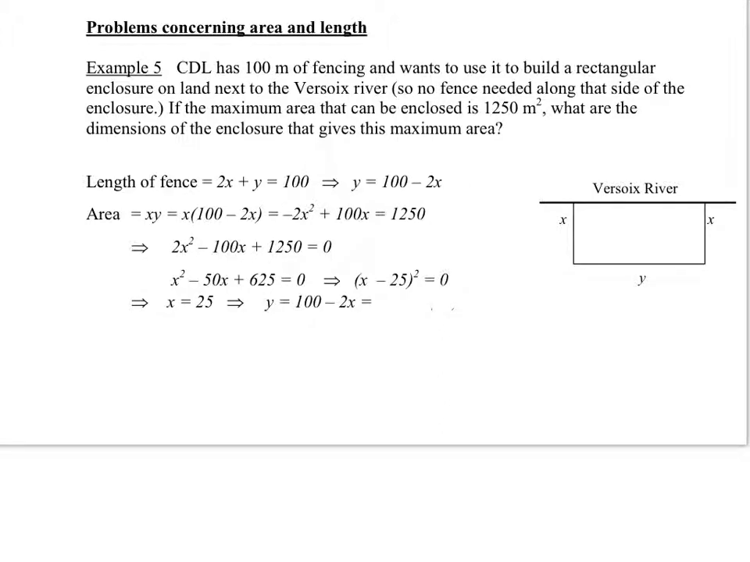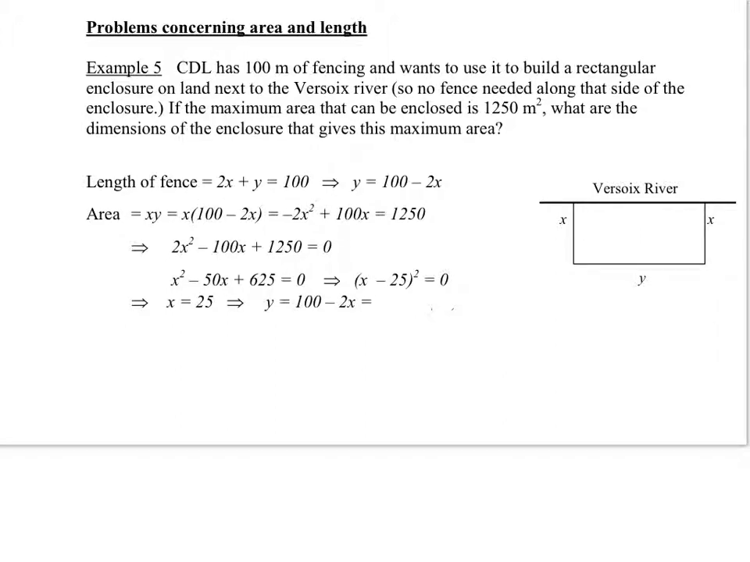It would be x minus 25 times x minus 25. So that's x minus 25 all squared. That's supposed to be equal to 0, which means that x has to be equal to 25. Then if you want to find out y, the length of the enclosure, you'd have to do what y was equal to up here. We take the y equals 100 minus 2x. We plug in x equals 25 into the x there.